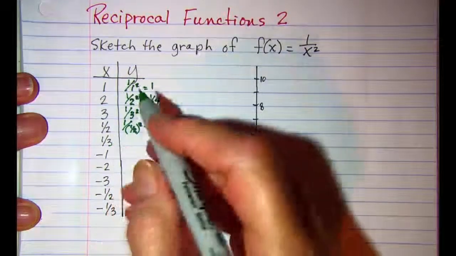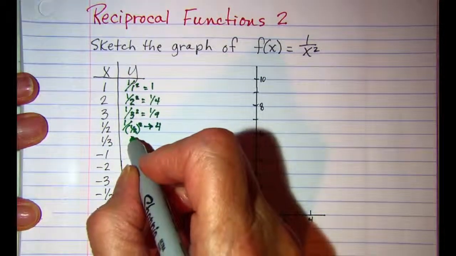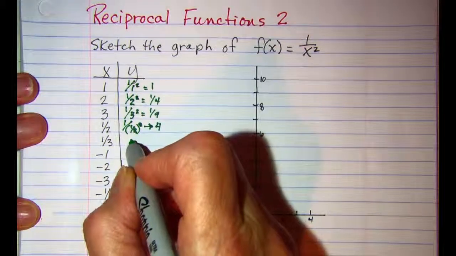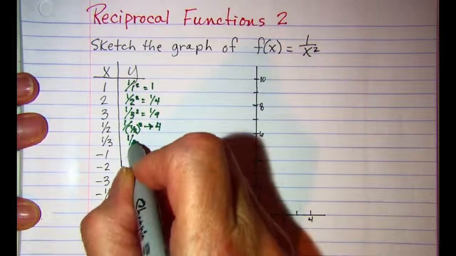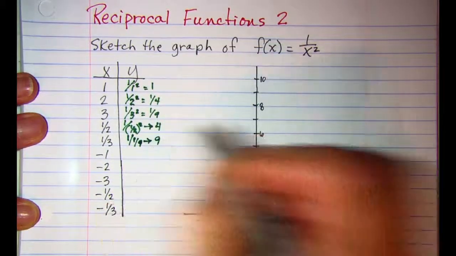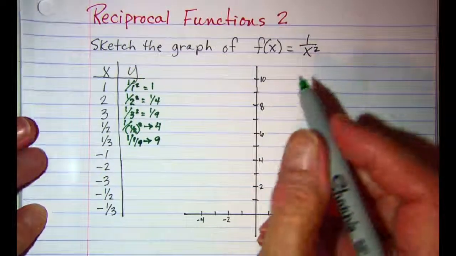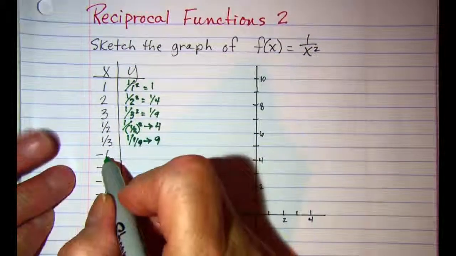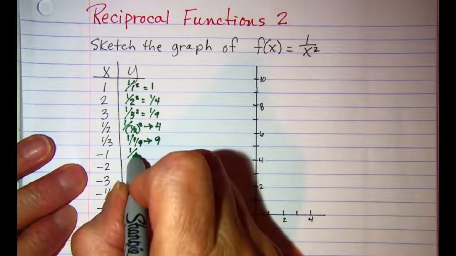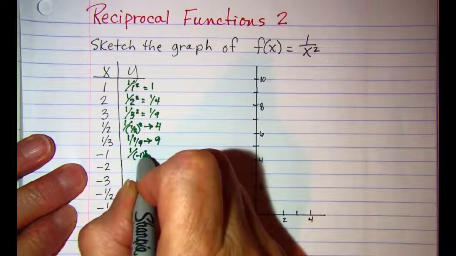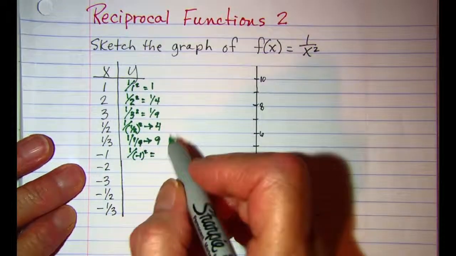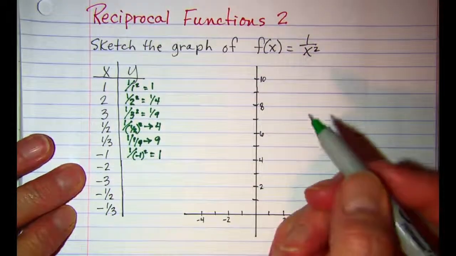When x is 1/3, I'll be dividing by 1/9, which means I'll multiply by 9. 1 times 9 is 9. Right? When x is negative, we have 1 divided by (-1) squared. And we know that when we square a negative, we get a positive. So this is still 1.